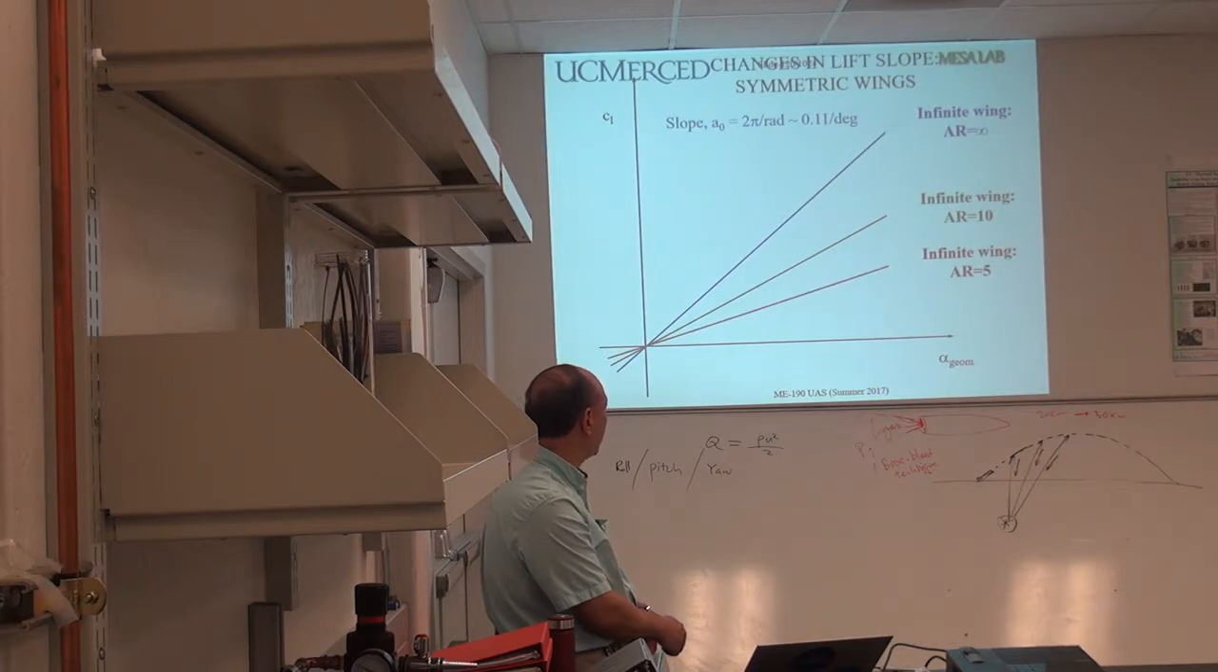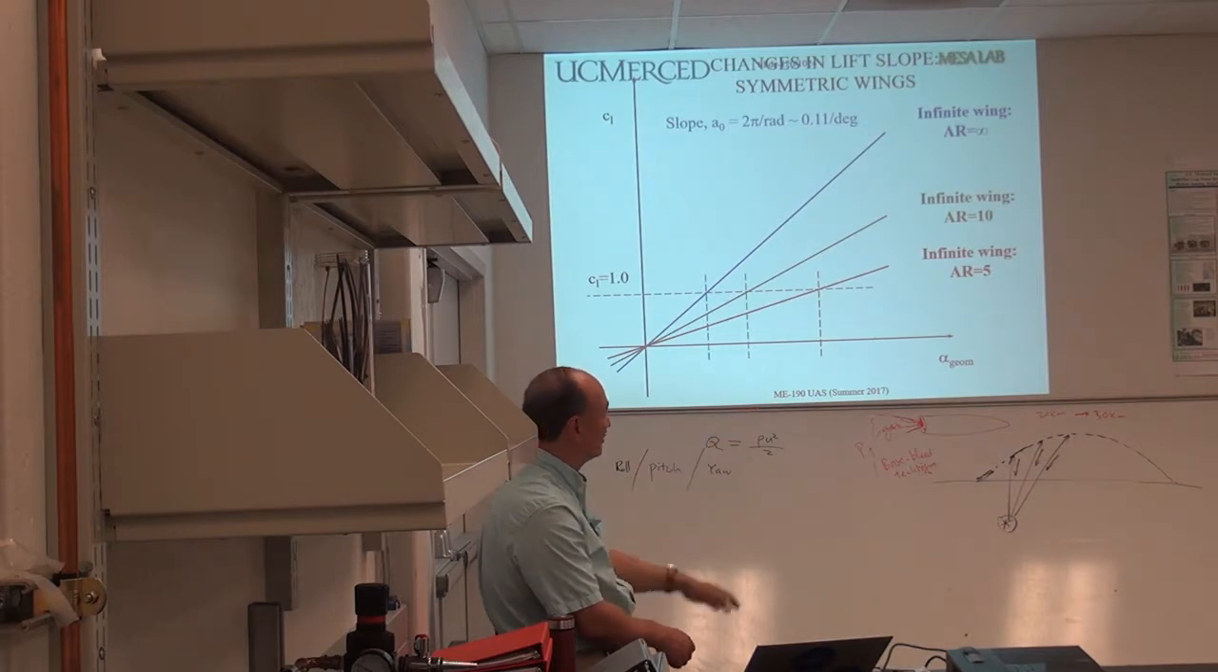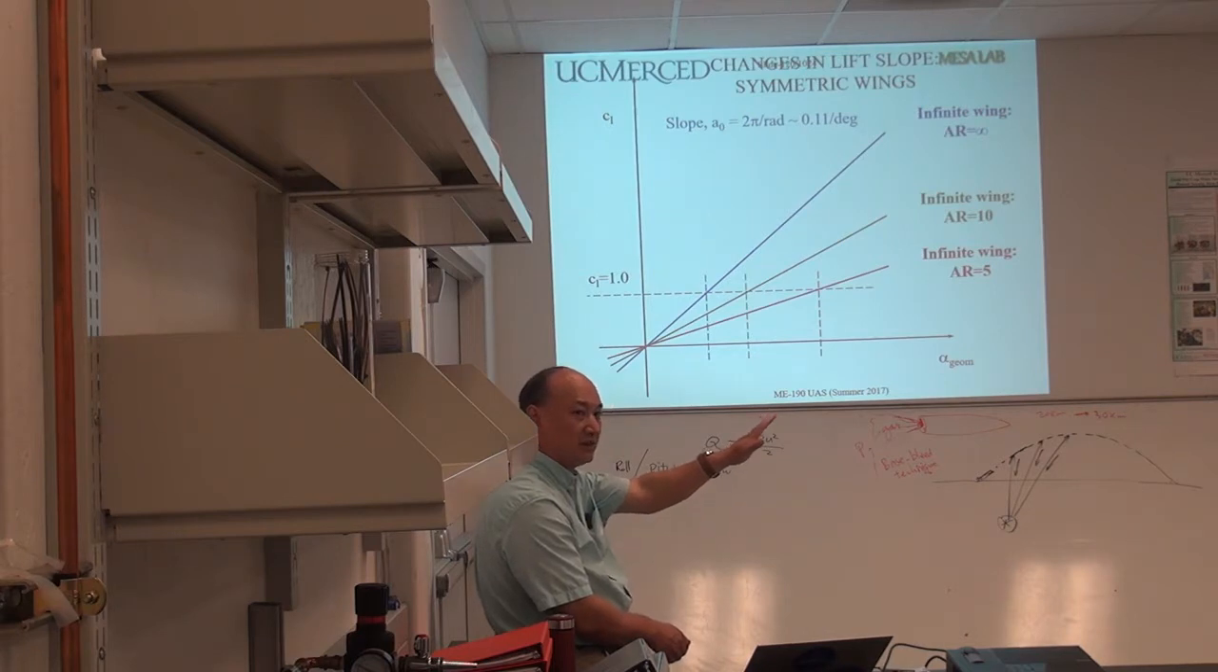So the finite wing with aspect ratio 5 has a different slope. To have the same lift coefficient, you need a larger angle of attack. With a larger angle of attack, you also have a larger drag.